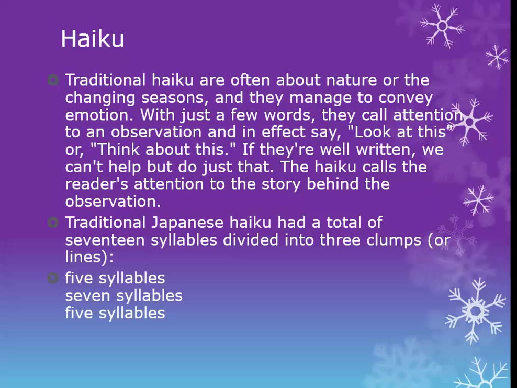The haiku calls the reader's attention to the story behind the observation. A traditional Japanese haiku has 17 syllables divided into 3 clumps or lines. 5 syllables, 7 syllables, and then 5 syllables. So that's a Japanese haiku.